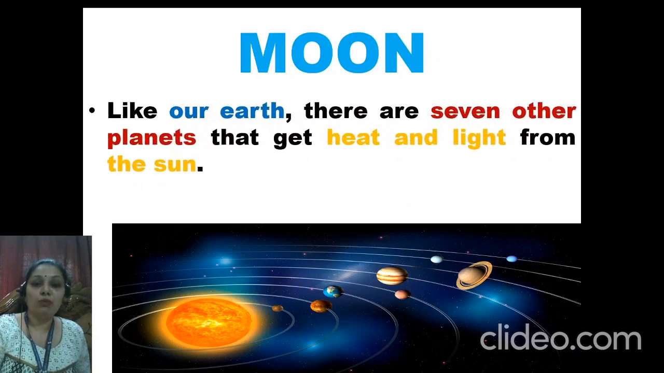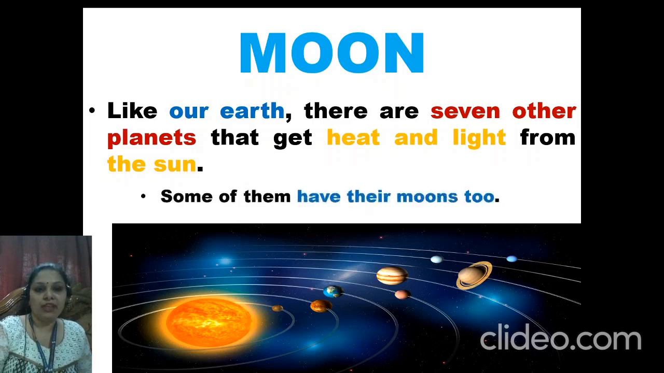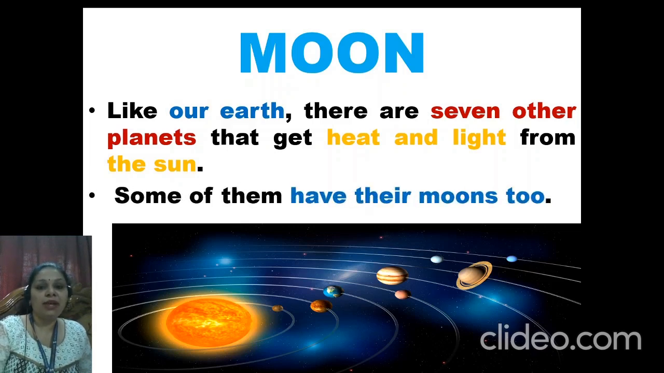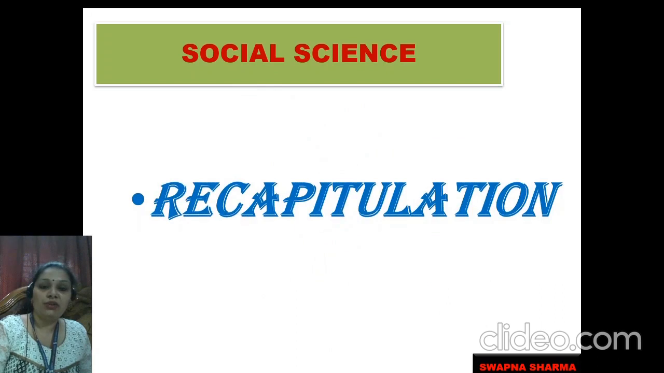Now we will talk about the moon. Like our earth, there are 7 other planets that get heat and light from the sun. As earth is getting heat and light from the sun, as we talked about in the earlier slides, the same way there are 7 other planets which get their heat and light from the star sun. Yes, the sun is a star. Some of the planets also have their moons, which revolve around those planets. They have their satellites which revolve around the planets.